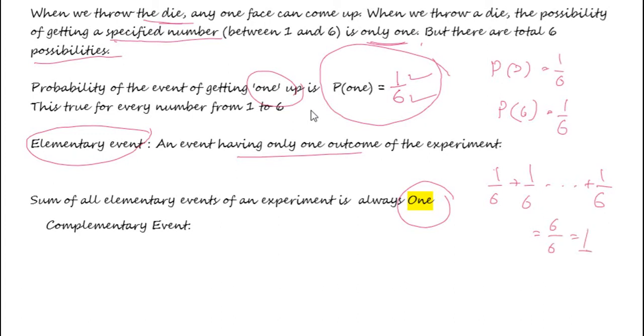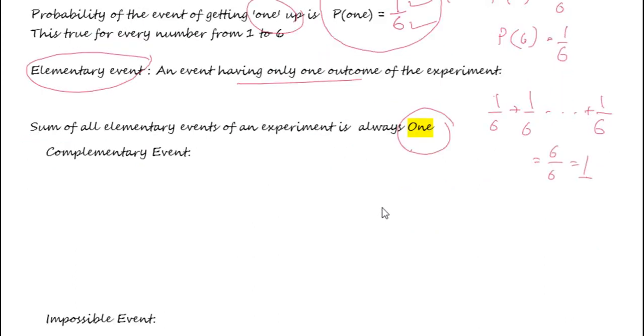So the sum of all elementary events of an experiment is always 1. Now let us talk about complementary event. Again, let us take the example of throwing the die and the event is getting 1. Suppose E is the event, the probability of getting 1, P(E), we know it is 1 by 6.